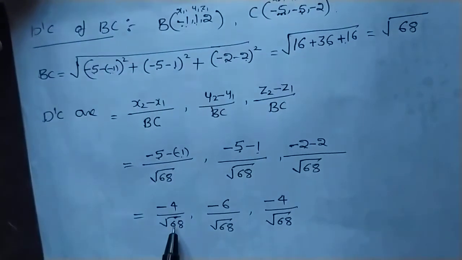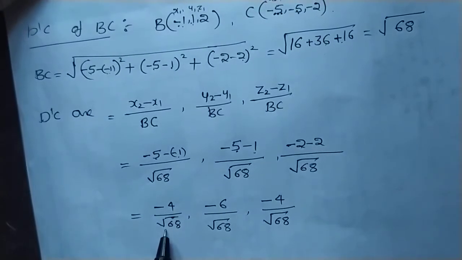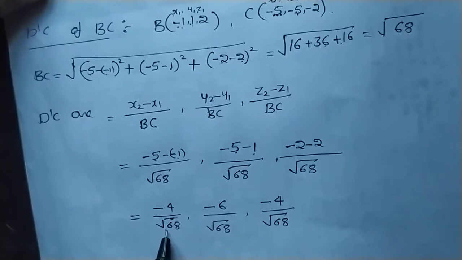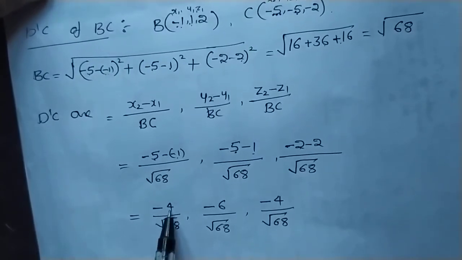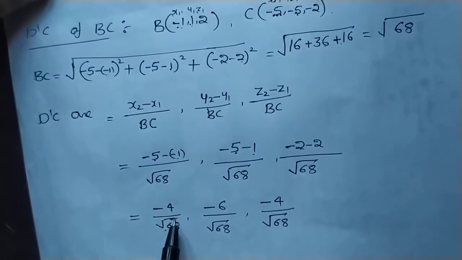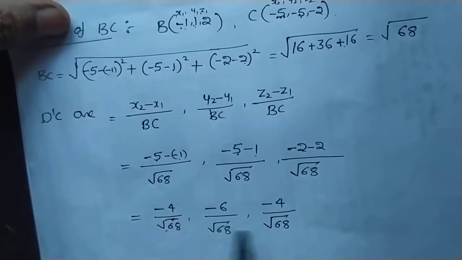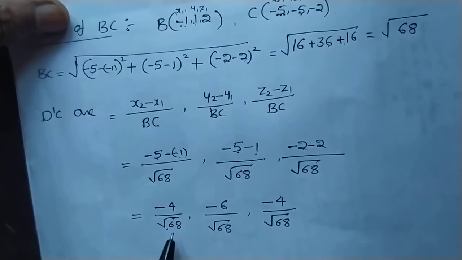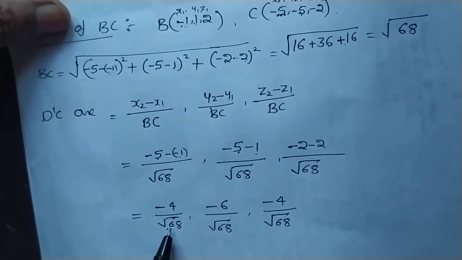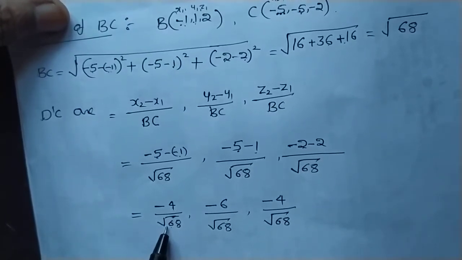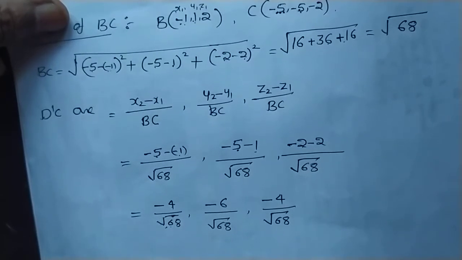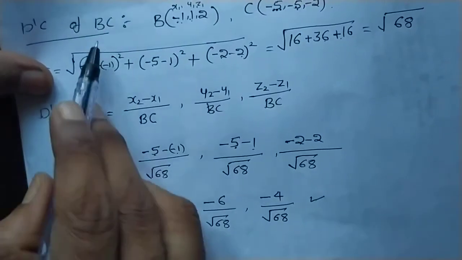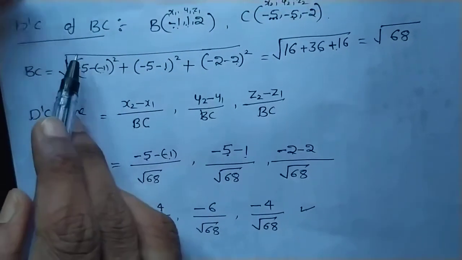If you want to simplify further, you can write the square root of 68 in its simplest form using the concept of surds, and then cancel the minus 4 if it cancels. Otherwise, you can stop there itself. Better you stop here. This is the direction cosines of BC.